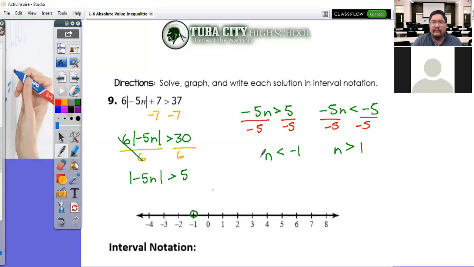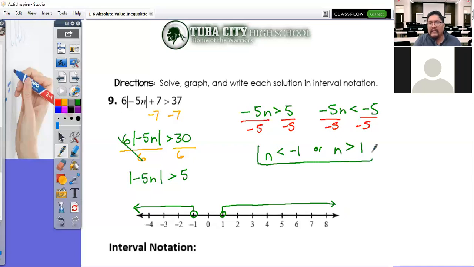Okay, open circle because it's not included. And we want n values less than 1. And for this one here, we want n values greater than positive 1. So we have 2 that are facing in opposite directions, which means this is going to be an or statement.